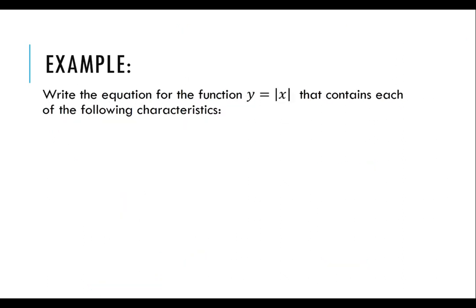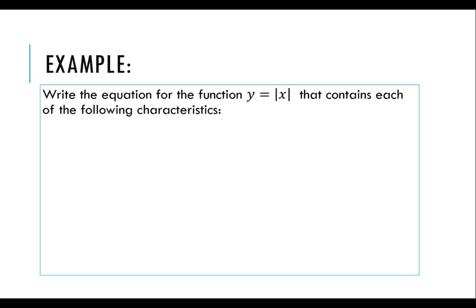Now let's write the equation for the function y equals absolute value of x that contains each of the following characteristics. So let's say we want to shift it up 2 units. Well, if I want to do that, that's really going to be the function y equals... up 2 means on the outside I add 2 to the function. So that's going to be the absolute value of x plus 2. That's how I would shift up the entire function 2 units.